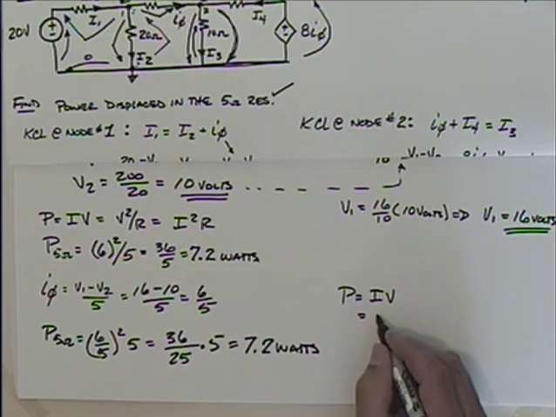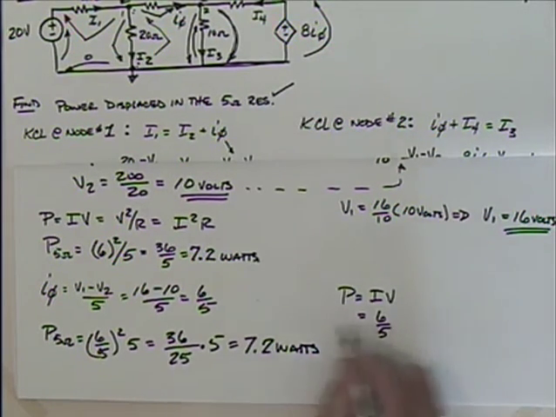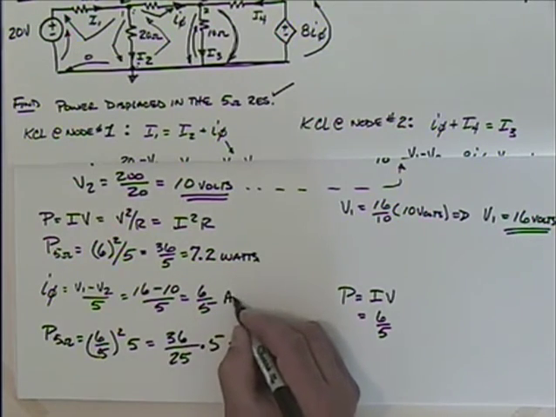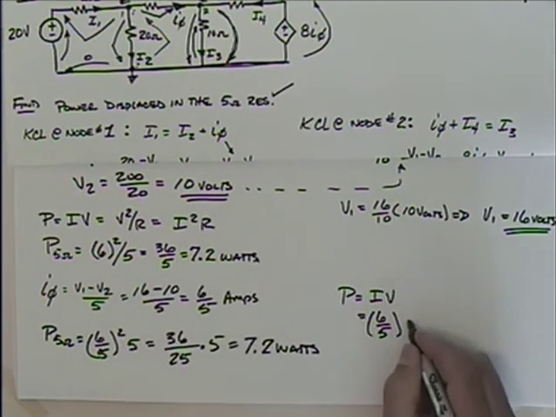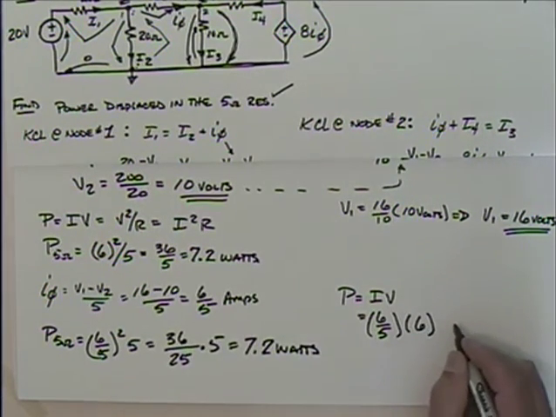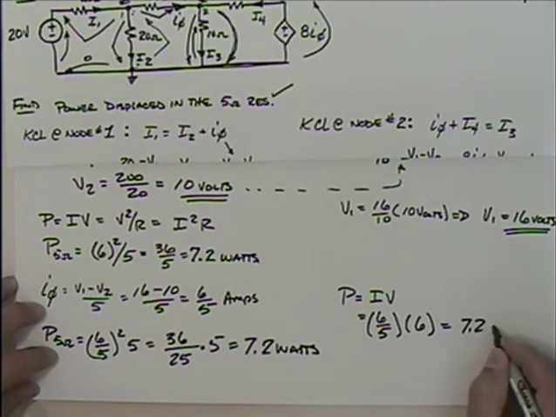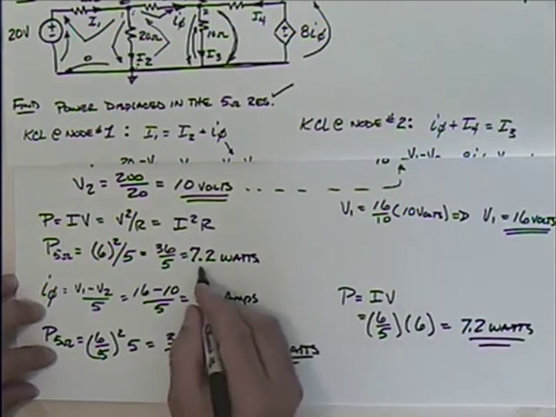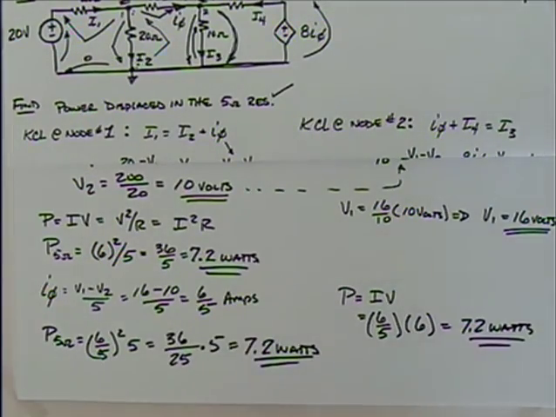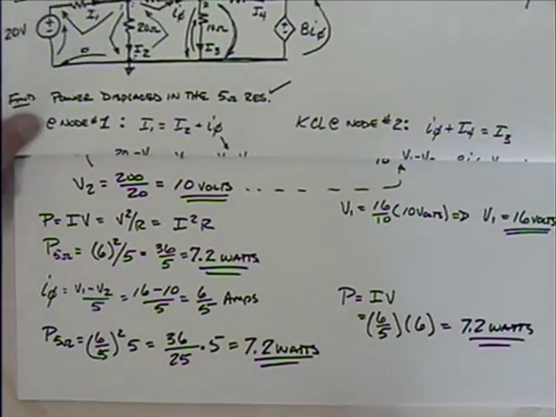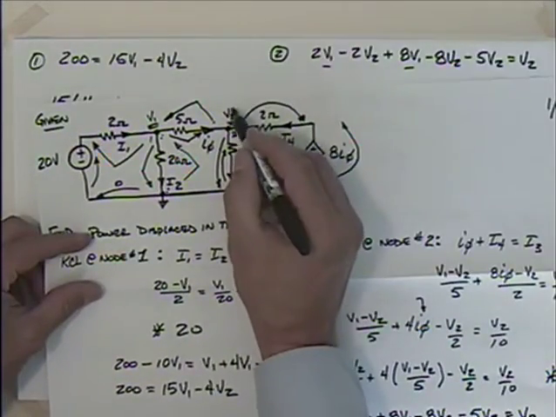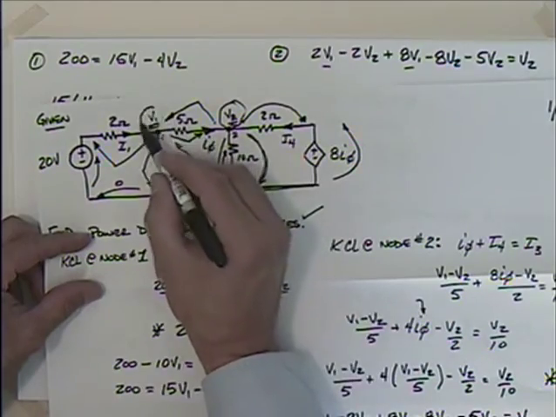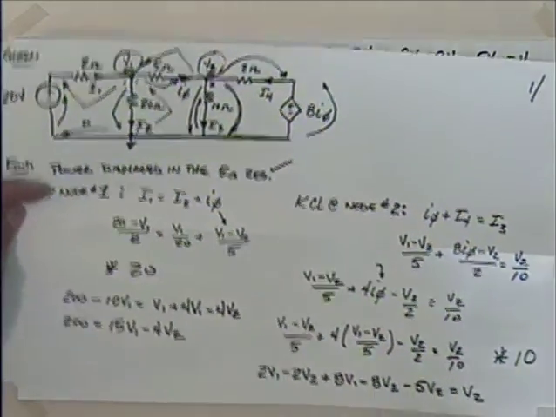Okay, 7.2 watts. Now, if I wanted to get it as equal to current times voltage, I could say that I have 6 over 5 amps. That's where this one came from. Times the voltage of what do we have? 6 volts. So we have 36 over 5, again 7.2 watts. So lots of ways to get that, but none of them would be possible without doing the node voltage method, without coming up with this node voltage V2, without coming up with that node voltage V1.